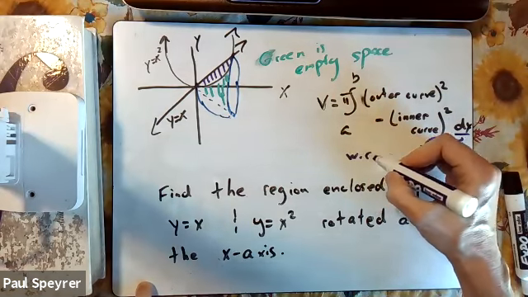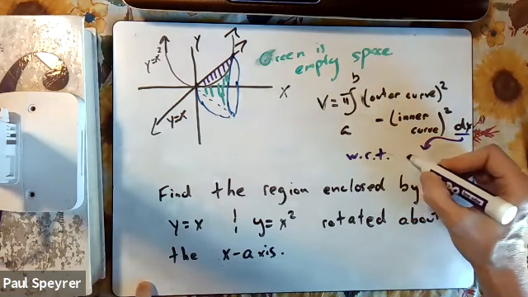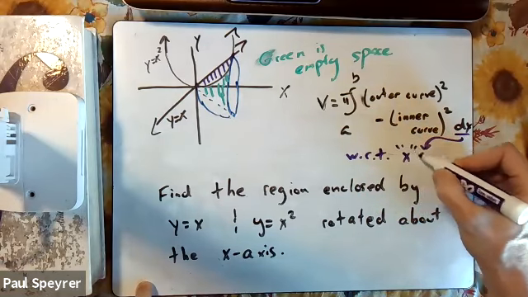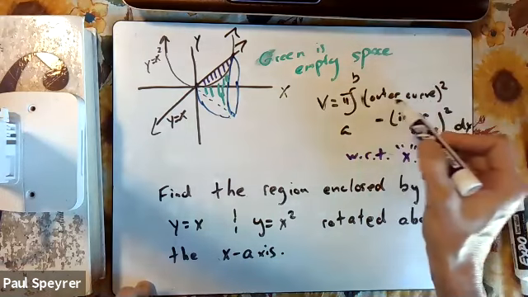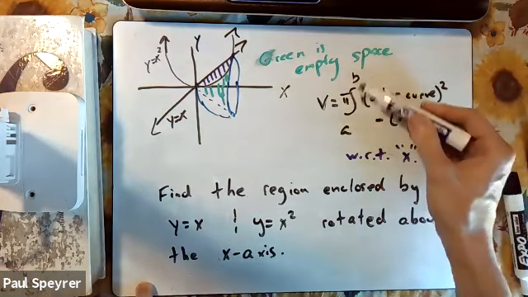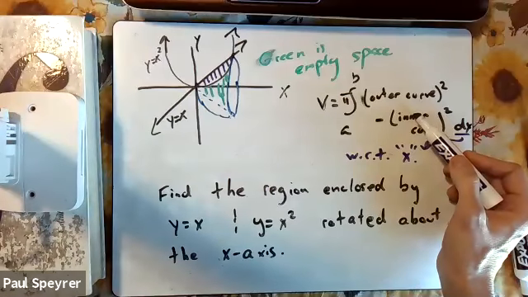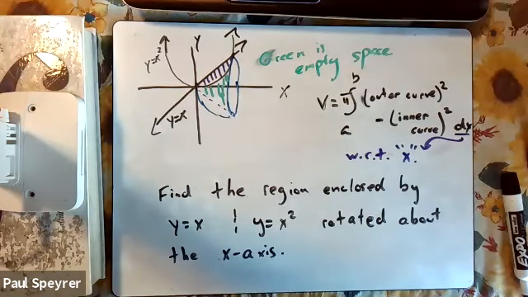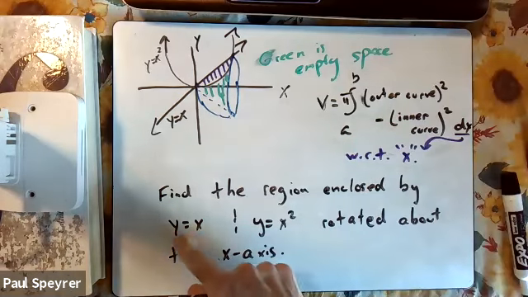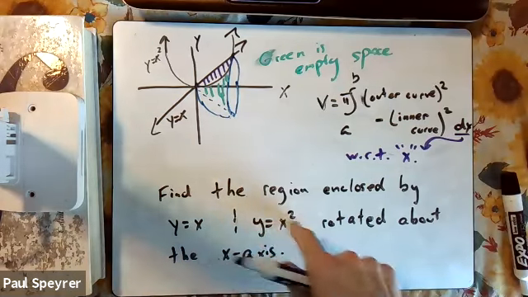With respect to x. So what does that mean? Everything in here has to be in terms of x. The limits have to be in terms of x. Your equation has to be in terms of x. Remember, when we say in terms of x, that means it has to be y equals, or y to the first equals the rest of your equation, right?